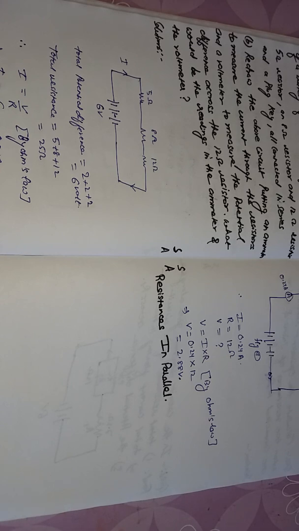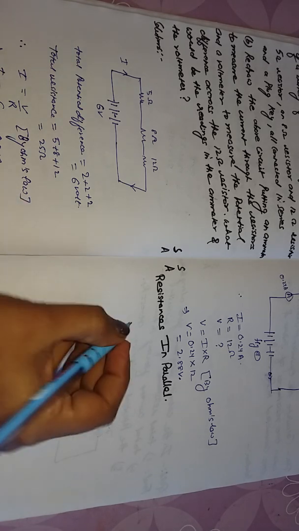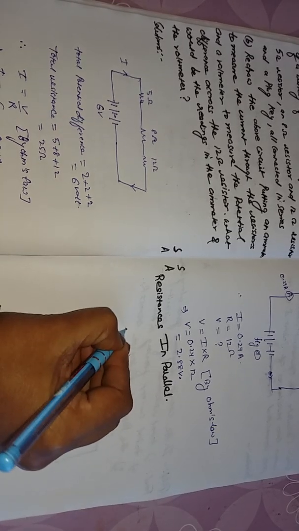Now moving towards our next topic, that is resistances in parallel. Whenever we connect resistances in parallel, the reciprocal of the resultant resistance will be equal to the sum of the reciprocals of the individual resistances. This will be explained with the help of a figure.